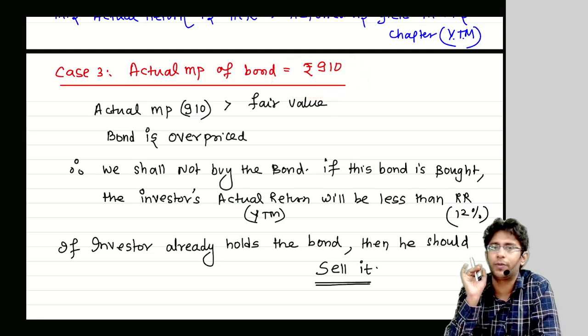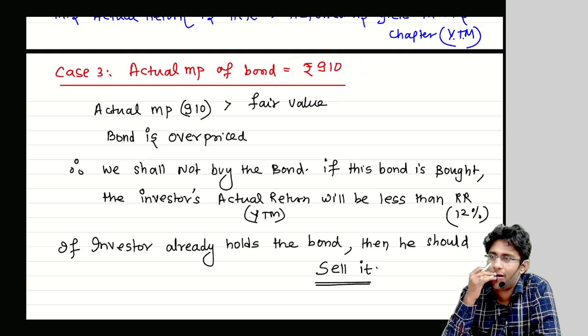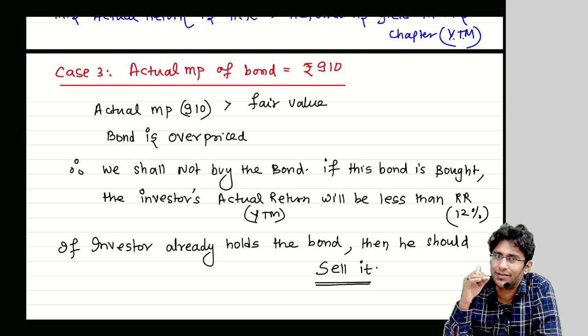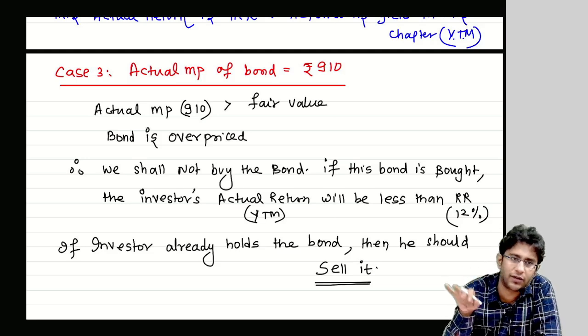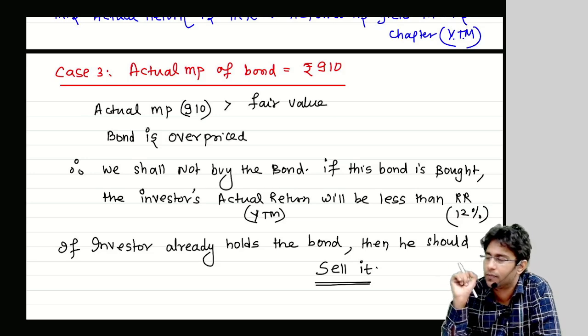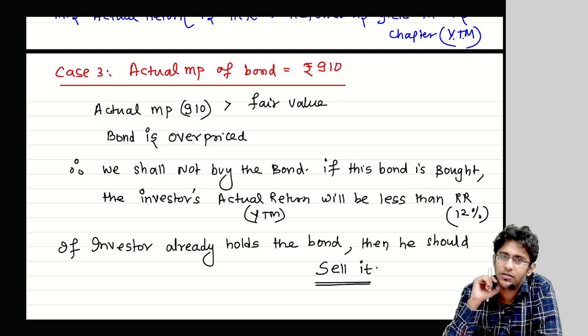Case 3 is overpriced or underpriced? What is the meaning of overpriced? The bond is trading at a price higher than its actual worth. Right. Do you agree the bond is trading at a discount?